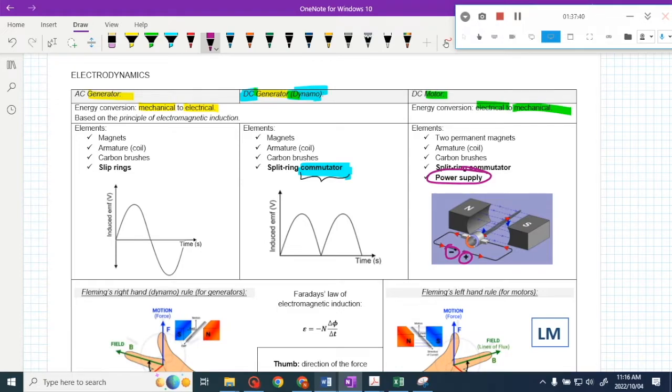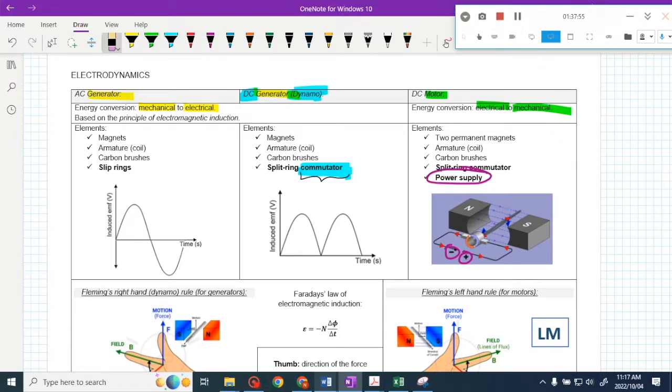The long side is positive because positive needs two lines. Here's one line, there's the other line. Negative only needs one line, so the short end is the negative side, okay? I showed you guys this with your fingers as well.